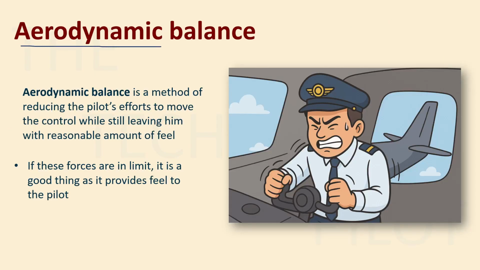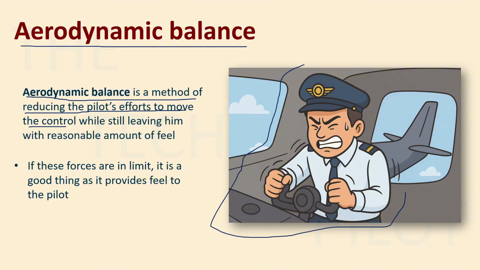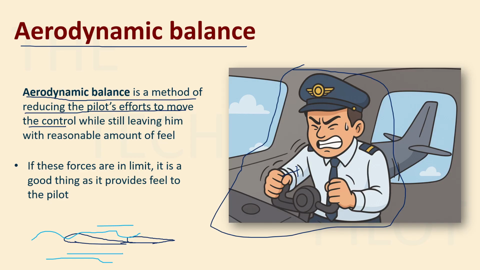All right, so what is aerodynamic balance? Aerodynamic balance is a method of reducing the pilot's efforts to move the controls. You can see in this image clearly that the pilot is struggling. Why is he struggling? Because he is not able to move the controls, right? So why does this happen? It happens because, let's take your horizontal stabilizer and your elevator attached here. There will be a lot of air moving over these surfaces, because the aircraft is flying at high speeds, and there will be a lot of air.